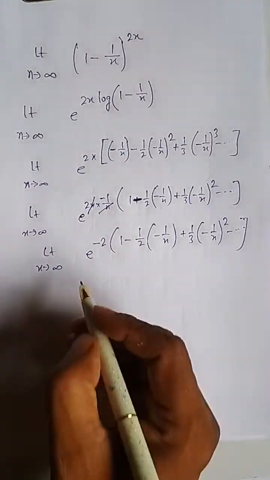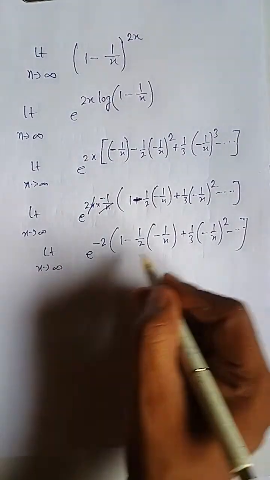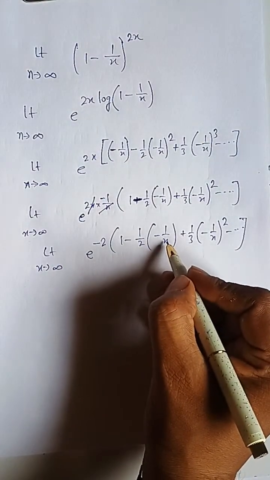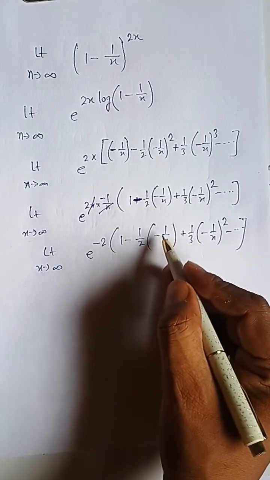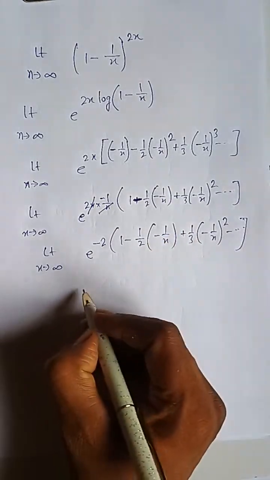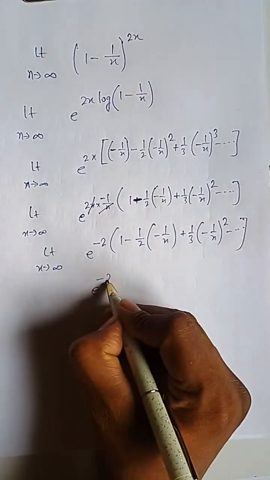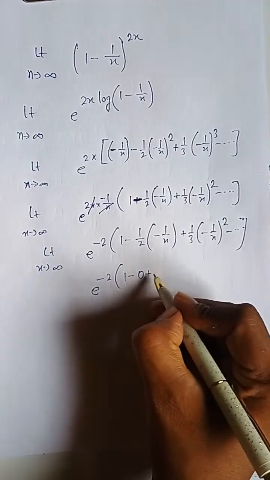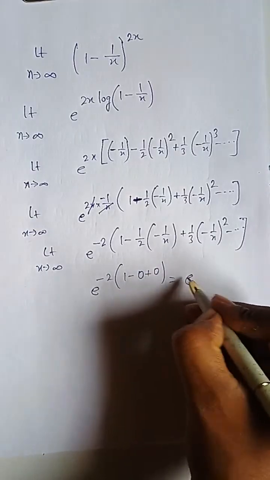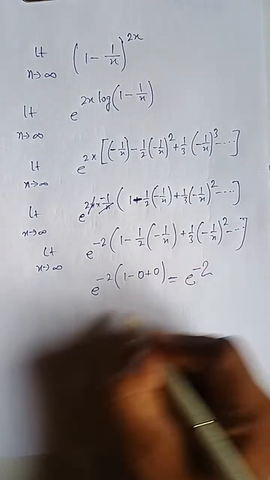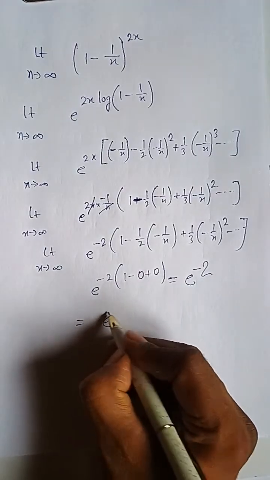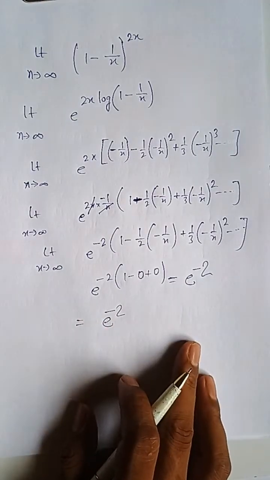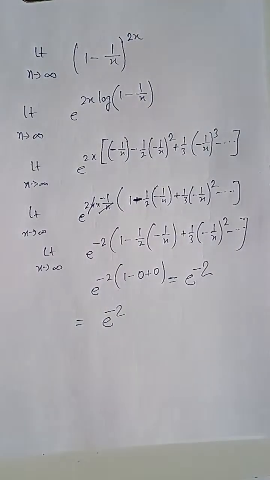If I put x tends to infinity here, 1 by infinity will be 0. This term is going to vanish, it is 0. So let's put infinity. So this term and this term are what? 1 by infinity is 0. This is 0. So we have e to the power negative 2. So this is the solution. E to the power negative 2 is the solution of this problem.